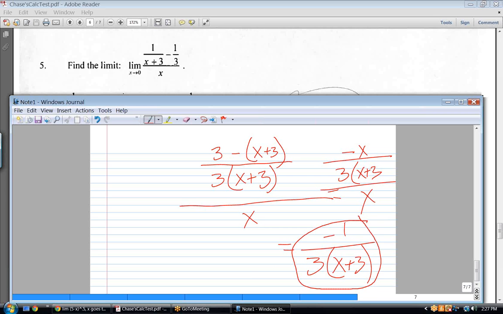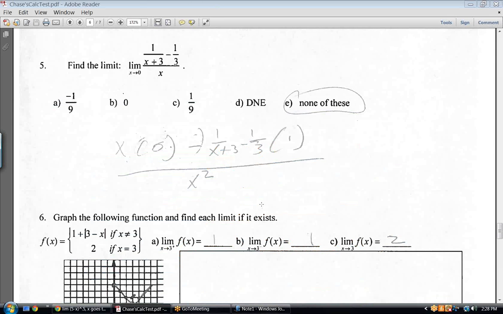Now we have it into a situation where we can plug in 0 for x, and we get minus 1 over 9. Yeah. That's the classical way to solve that.